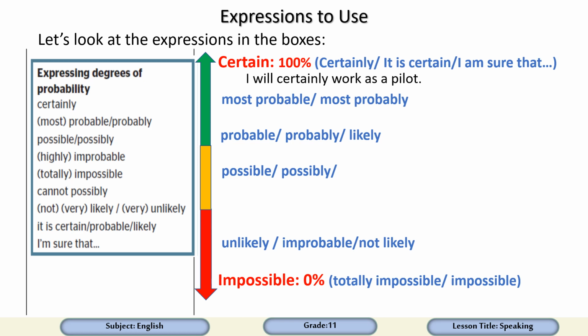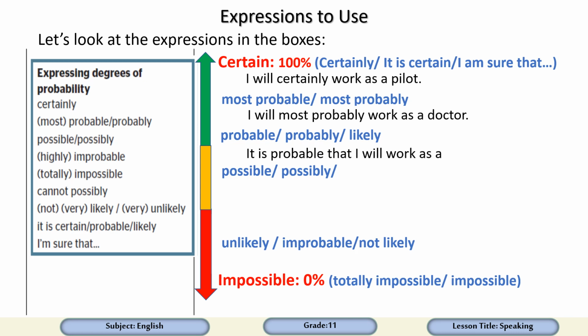For example, I will certainly work as a pilot. If you are 80% certain, you can use expressions such as most probable or most probably. For example, I will most probably work as a doctor. If you are 60% certain that something will happen or that you will do something, you can use expressions such as probable, probably, or likely. For example, it is probable that I will work as a dentist.